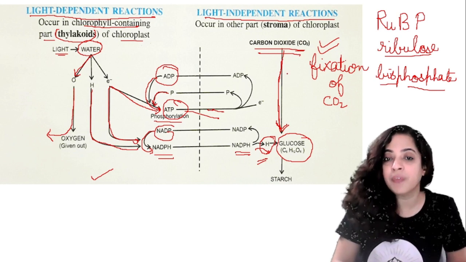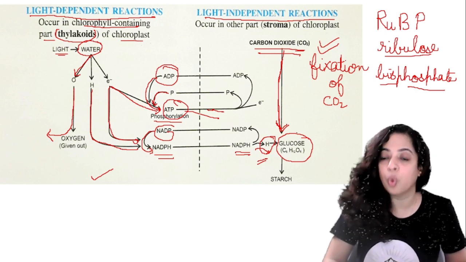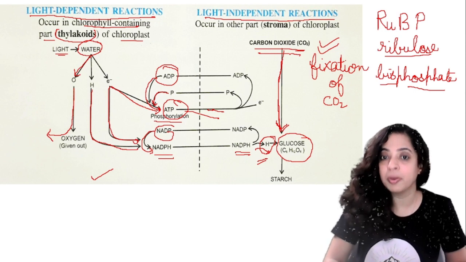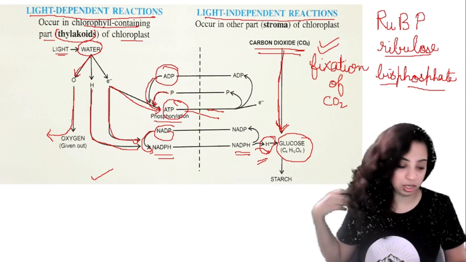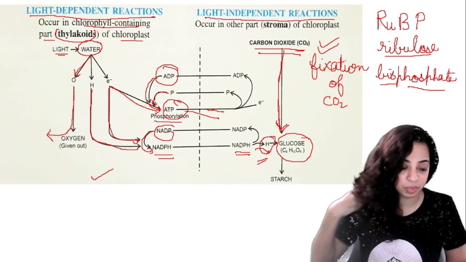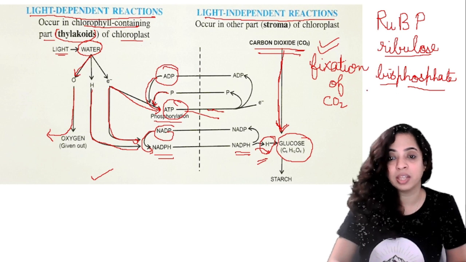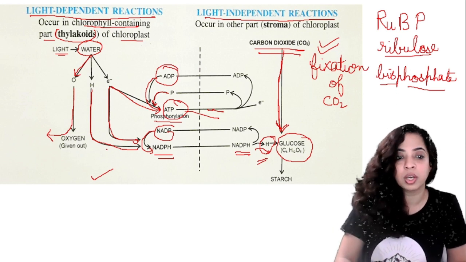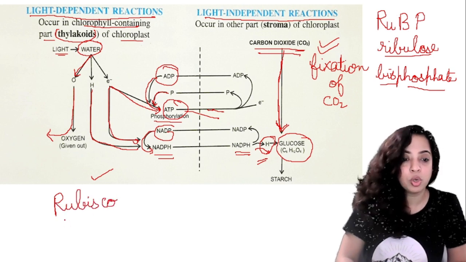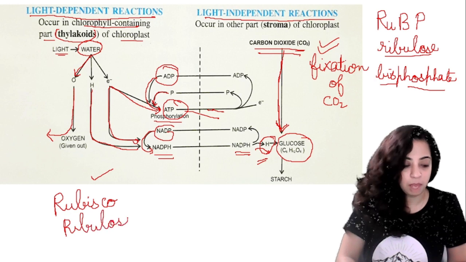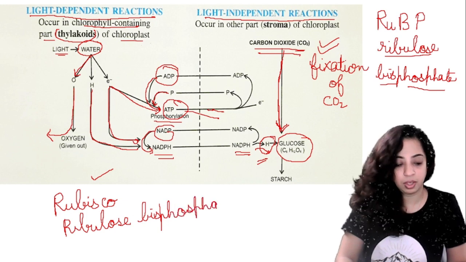So, fixation of carbon dioxide by hydrogen in the presence of ATP to form glucose is the main step. Now, in this step, this fixation happens with the help of the acceptor compound RUBP, ribulose bisphosphate, and this reaction is catalyzed by Rubisco. I will write Rubisco here. What is Rubisco? Ribulose bisphosphate carboxylase.